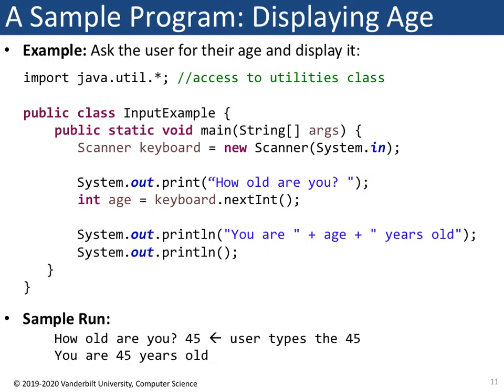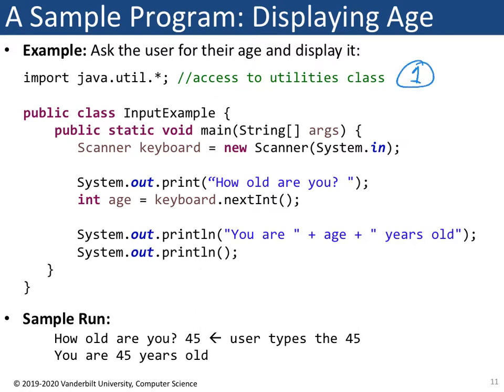So this is an example program that shows how when we do what we were discussing in the previous slide, which is to get the user's age, and then we want to display it back to the screen. So first of all, you have to import java.util.*, which gives you access to the utilities class. So we discussed that previously, but this is step one.